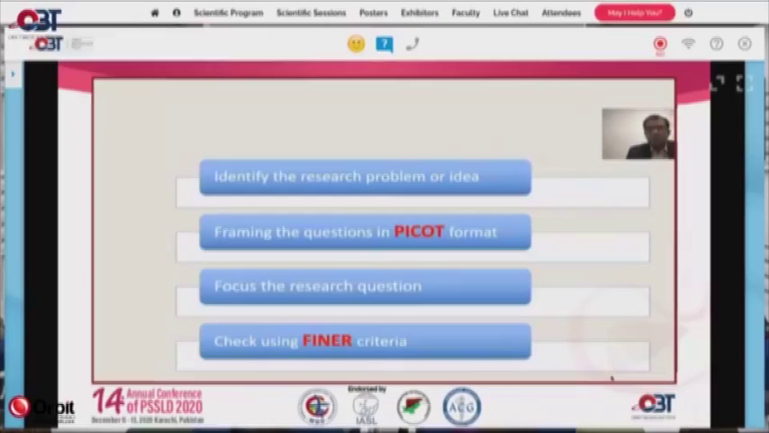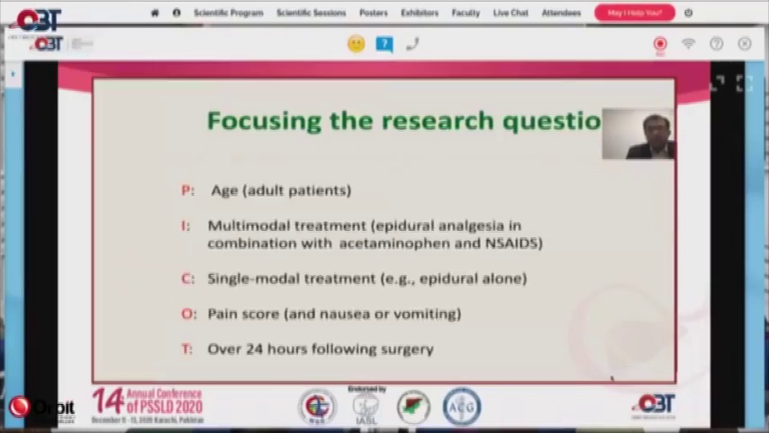So putting it all together, here in our PCOT, we are saying that we are looking for adult patients who are undergoing this knee replacement. Our intervention is multimodal treatment. Let's say these are epidural anesthesia in combination with acetaminophen and NSAIDs. Our control is single modal treatment. Outcome is the pain score, and time is over 24 hours following surgery.